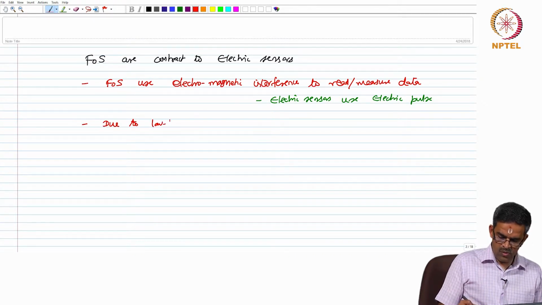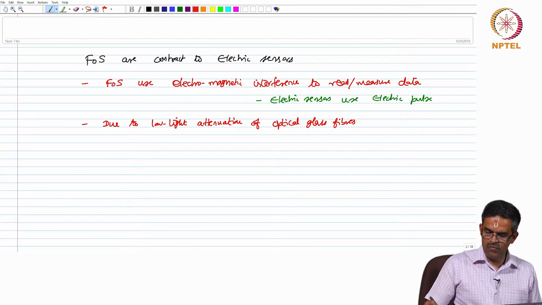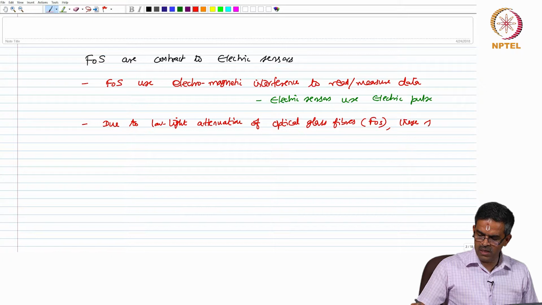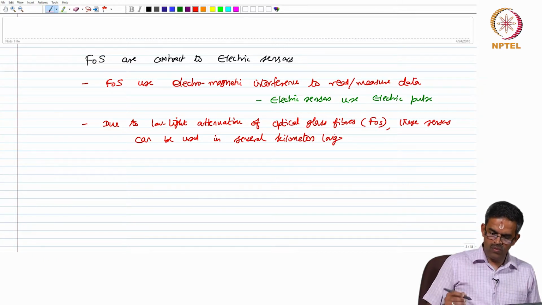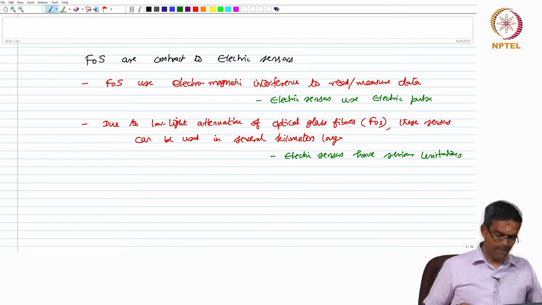Due to the low light attenuation of optical glass fibers, which are essentially used in fiber optic sensors, these sensors can be used in several kilometers long, whereas electric sensors have serious limitations on this front.